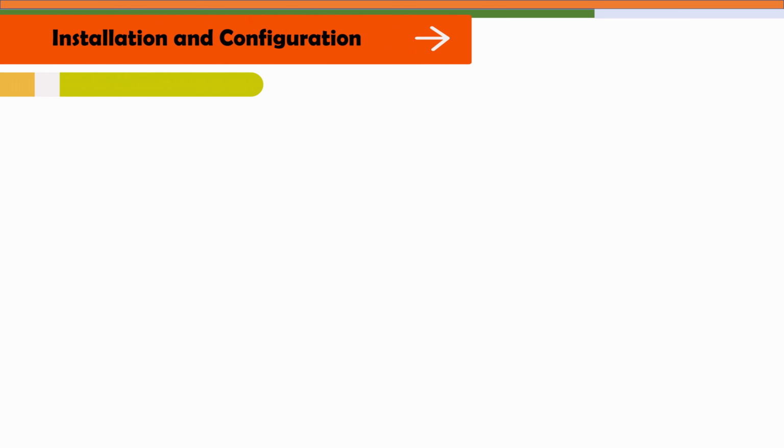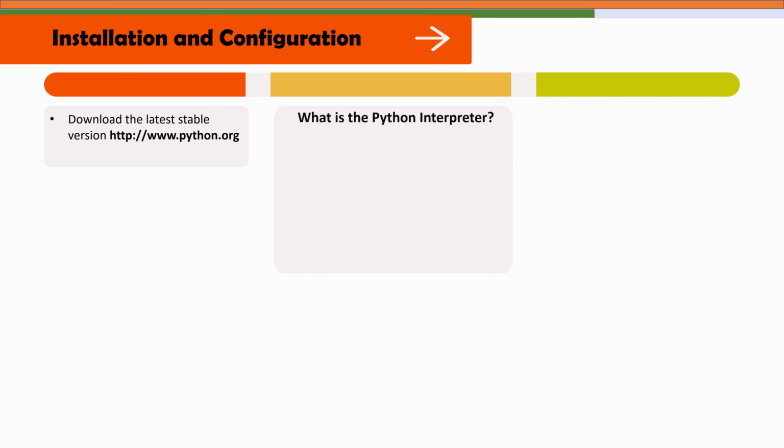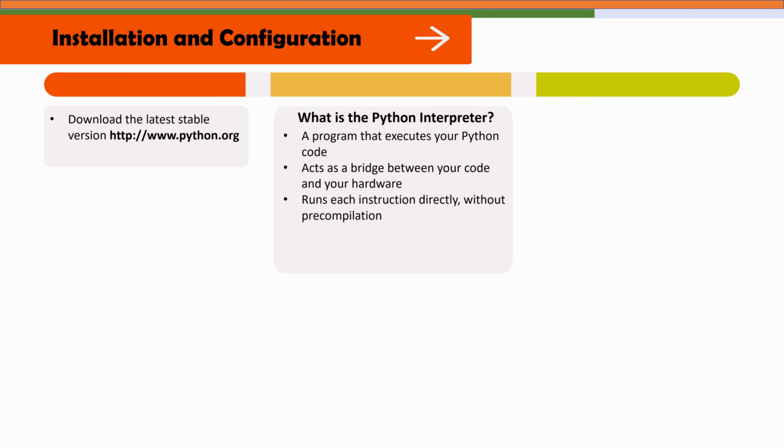So let's begin by fetching the latest and greatest standard Python release from the official website, that is python.org. Python uses an interpreter, which is a special program designed to execute other programs. When you write Python code, the interpreter reads your instructions and carries them out immediately. So think of it as a smart middle layer between your code and your computer's hardware. Unlike languages such as C++ or Java, Python doesn't require a pre-compilation or linking step before execution. You simply type your code and run it.